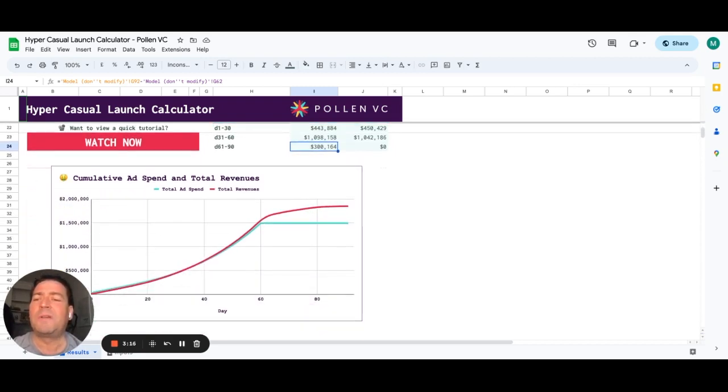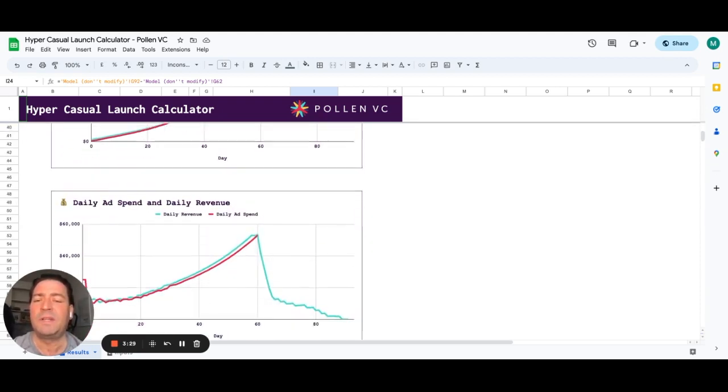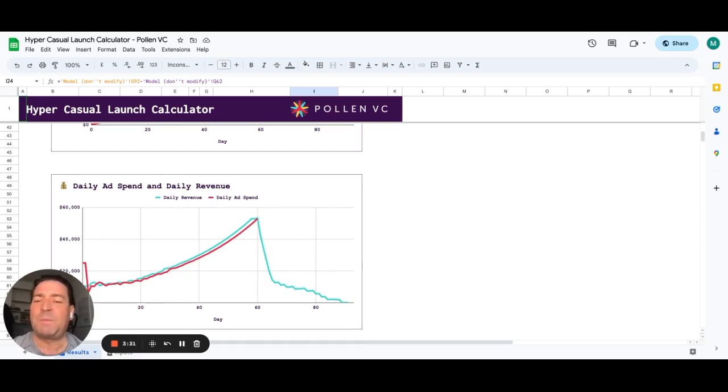So a few different graphs here. We've got cumulative ad spend and total installs. You can see that basically ramping nicely. And after day 60, obviously the ad spend goes flat. We're not spending any more on ads, but we still continue to gain revenue, which is obviously where you earn your profit. This is just daily ad spend, daily revenue.